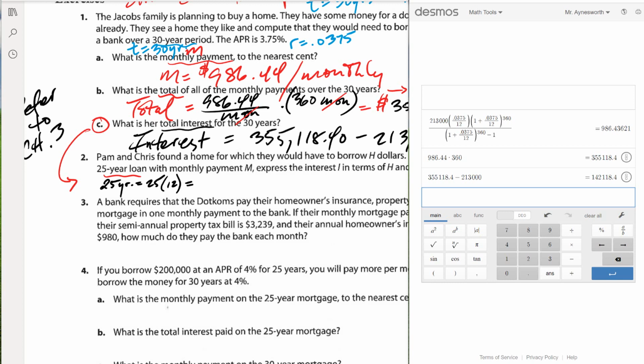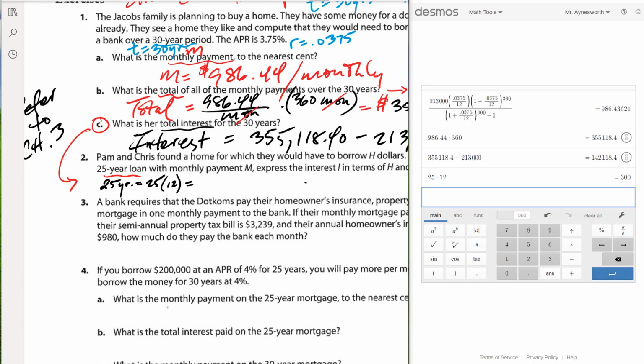So I need to compute how many months there are in 25 years. I'm just going to take 25 times 12, and notice that's 300 months.